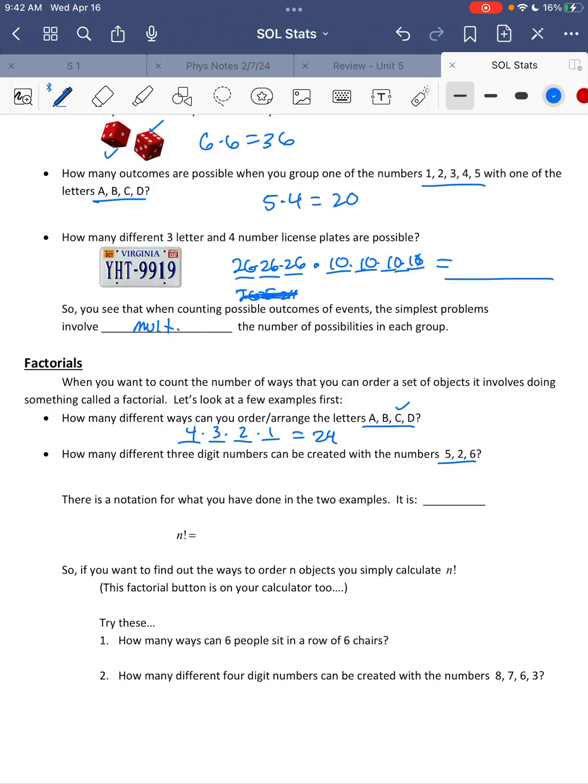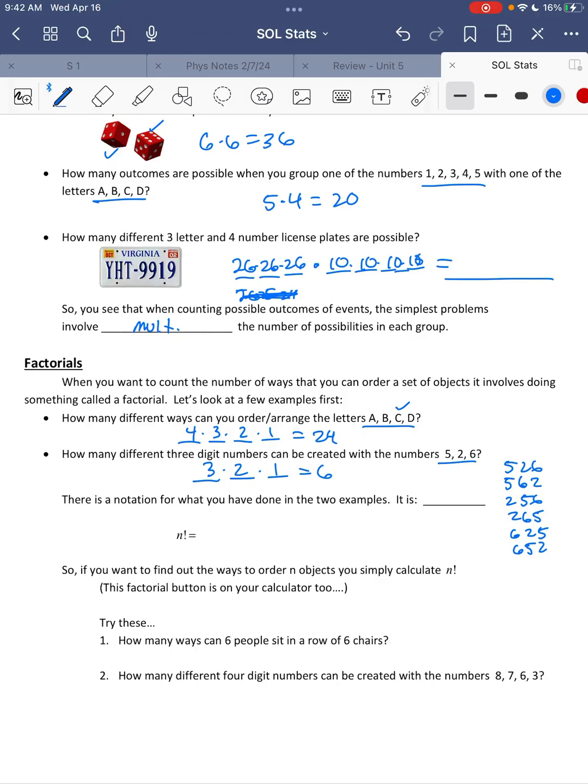If you had 3 numbers, think about the numbers. You could do 526, 562, 256, 265, or you could do 625 or 652. You can literally see there's 6 different numbers you could make with these 3 numbers, right? That would be because you have 3 numbers to choose from, then 2, then 1. So that's 6 possibilities, okay?